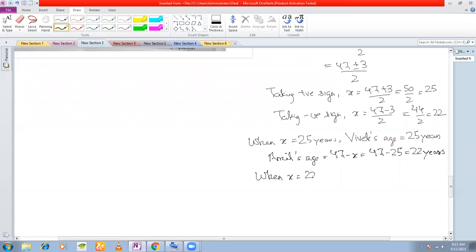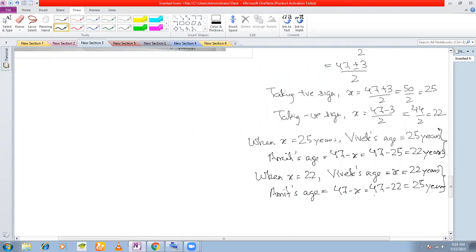When x is equal to 22, Vivek's age is equal to x is equal to 22 years. Amit's age equal to 47 minus x, 47 minus 22 is equal to 25 years. So whichever value you take, you are getting 25 and 22, 22 and 25. So whichever you call Vivek and whichever you call Amit, the ages will be 25 and 22. Okay.